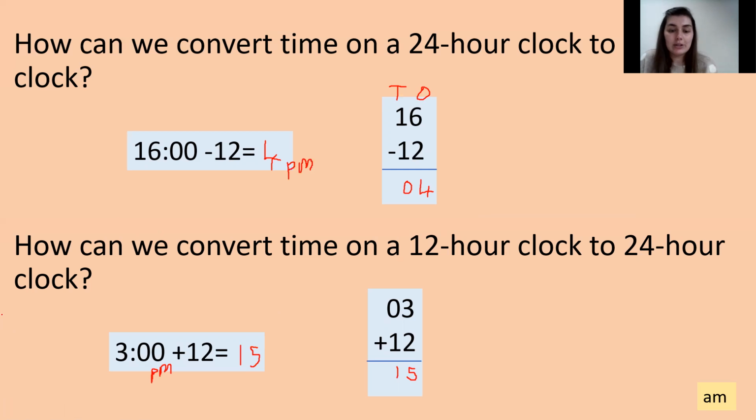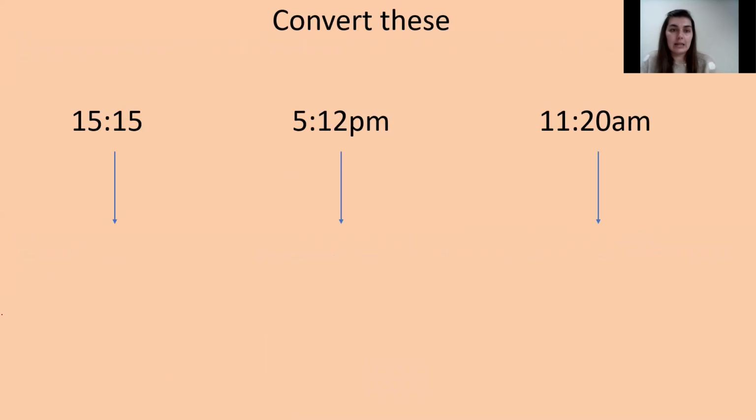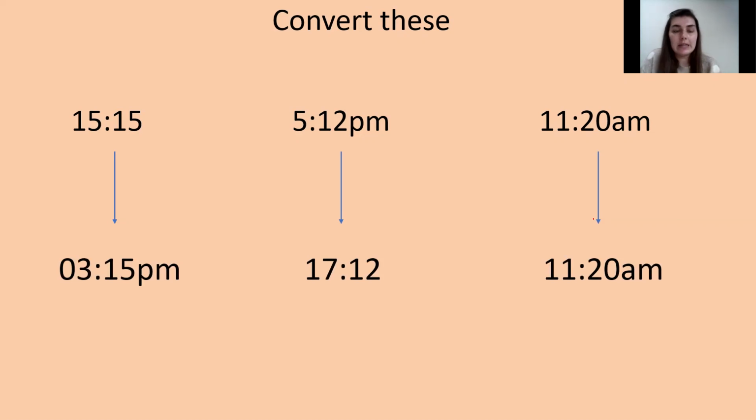So what I would like you to do, now that we have a method on how to convert or interchange between them, is have a go at converting these. Okay, so these are the conversions of these times. So 15:15 is the same as 3:15 PM, and 5:12 PM is the same as 17:12, and then 11:20 is still 11:20. Remember that on a 24-hour clock, we don't have to convert the AM times.